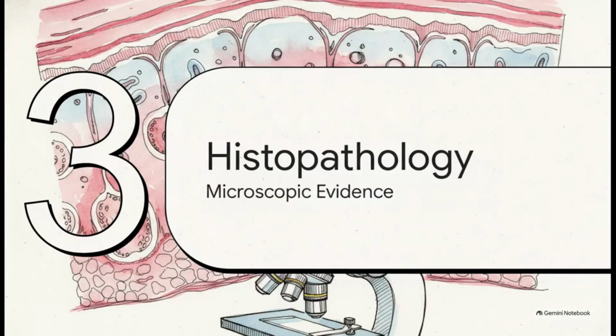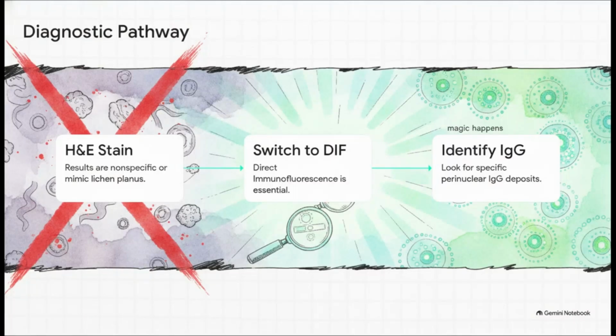Section 3. Histopathology and immunopathology, the microscopic evidence. Because the clinical presentation is so easily confused with other desquamative diseases, we have to look closer at what happens when you actually biopsy this tissue. Here is your exact diagnostic biopsy pathway, and you definitely need to master this.